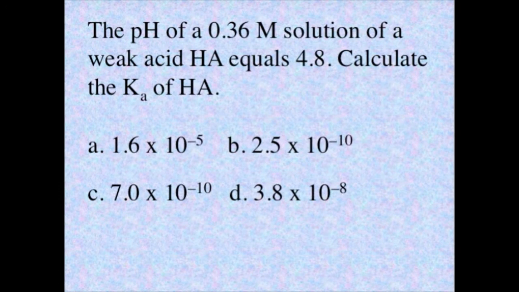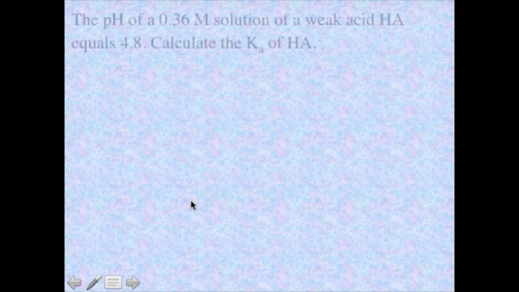Now here's one for you to try. The pH of a 0.36 molar solution of weak acid HA equals 4.8. Calculate the Ka of the weak acid HA. So which one are you going to choose? Turn off the playback, try it, and then come back and we'll discuss it. Okay, the answer there is C, and we're going to show you why right now.